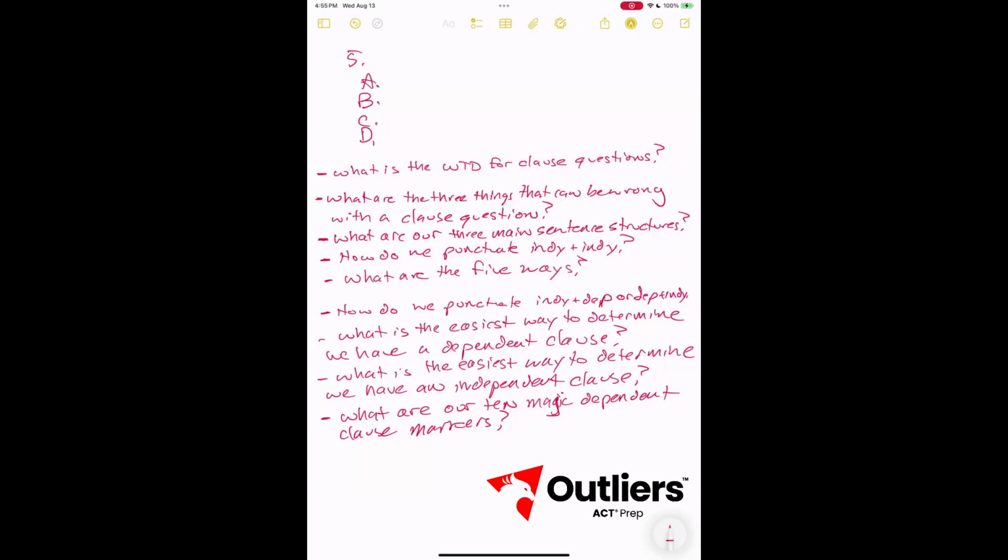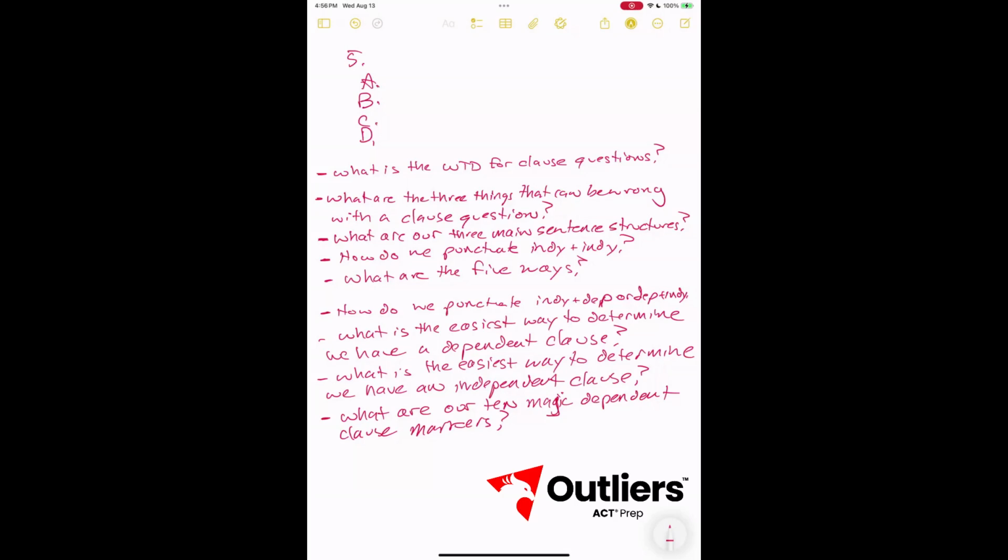What's the easiest way to determine you have an independent clause? And that is that it does not start with a dependent clause marker. It really is that easy. And what are the 10 magic dependent clause markers? We have because, while, when, since, whereas, who, whom, whose, which, that.